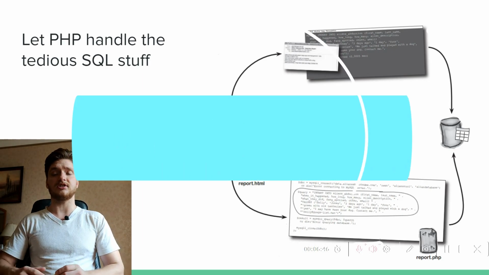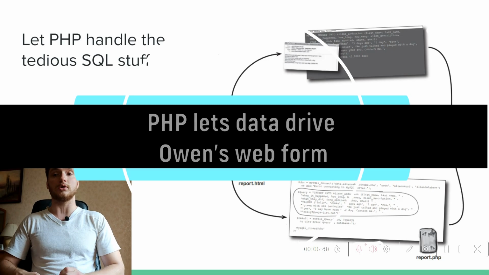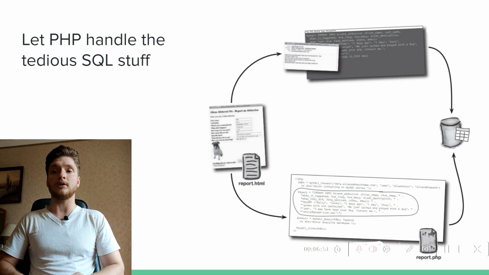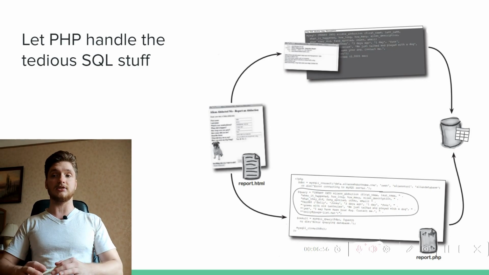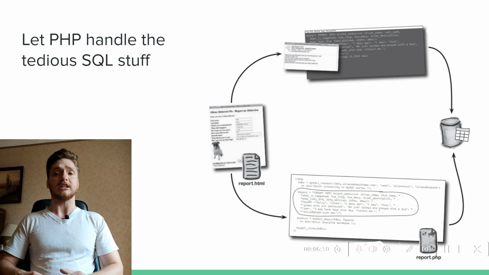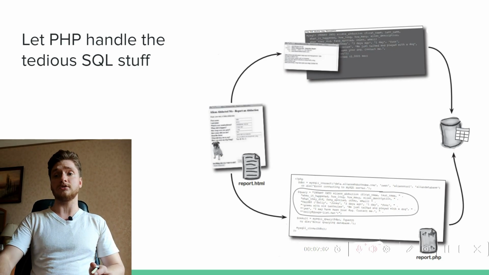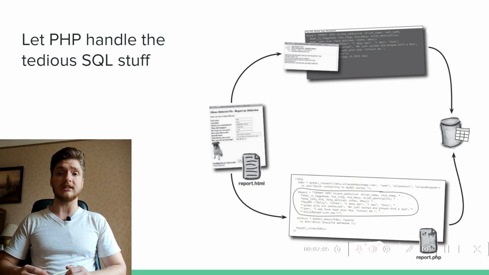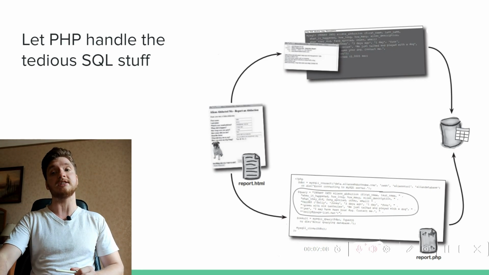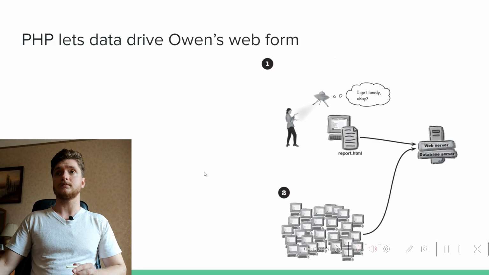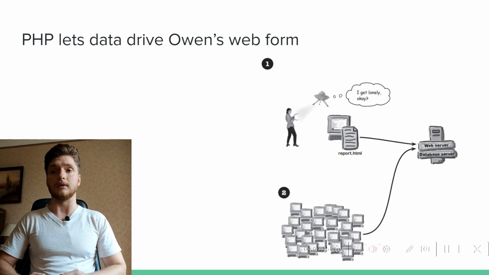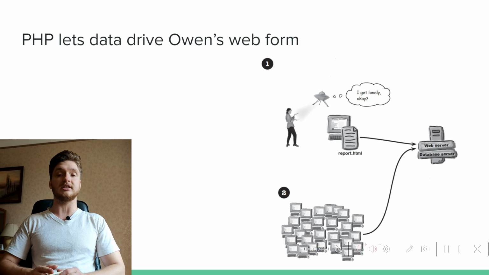PHP lets data drive Owen's web form. PHP improves Owen's alien abduction web form by letting the script send the form data directly to a database instead of sending it to Owen's email address and Owen entering it manually. Let's take a closer look at exactly how the application works now that PHP is in the picture. First, Sally fills out the alien abduction form and presses the Report Abduction button to submit it. The information gets sent to the report.php script on the web server.